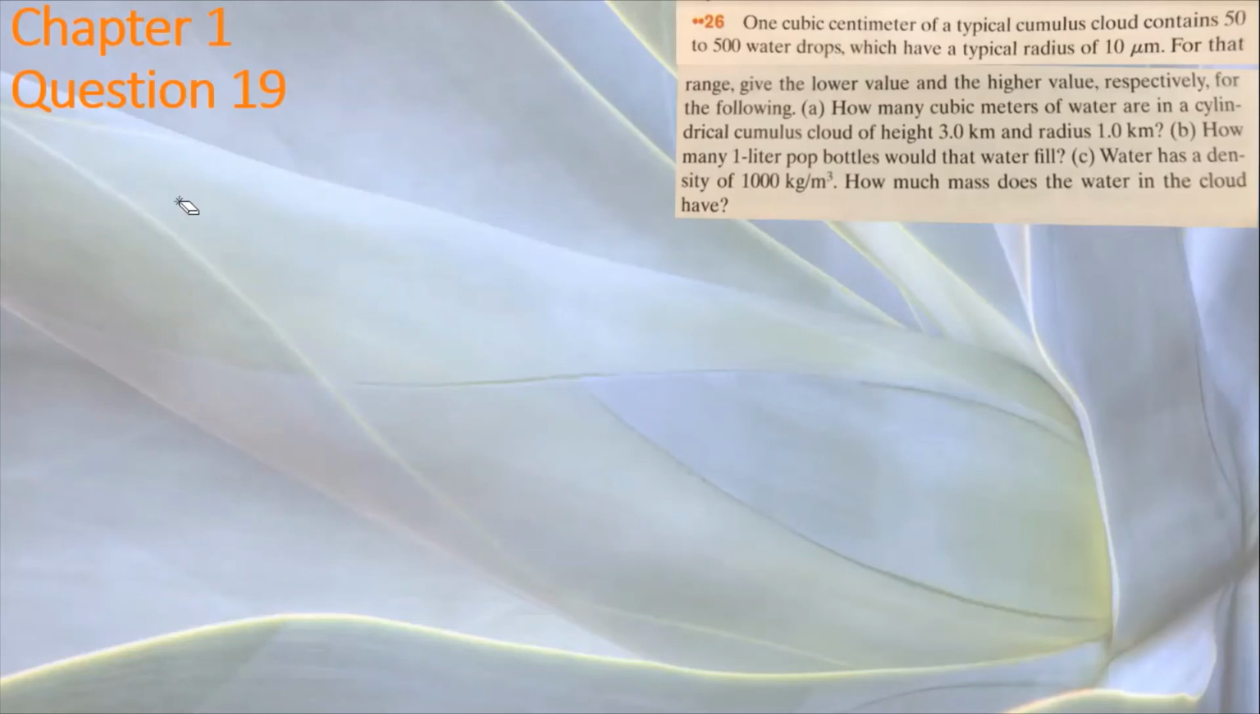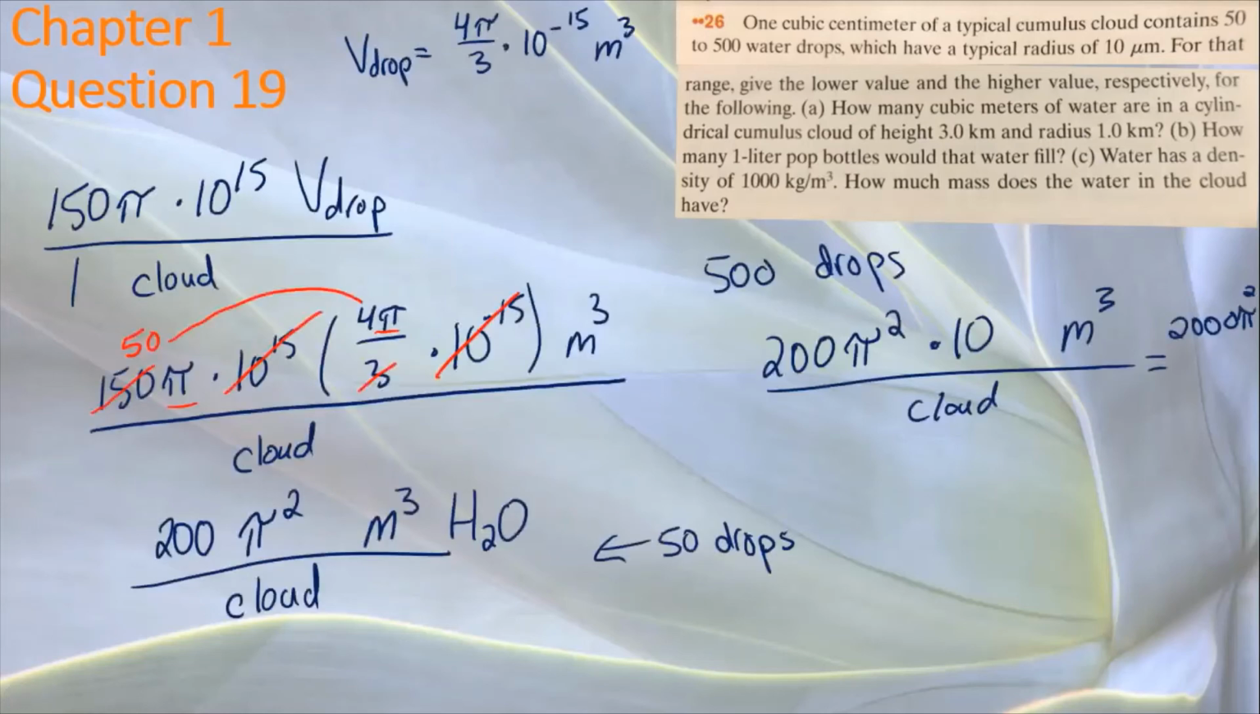So in order to figure out how many 1 liter pop bottles this water would fill, we have to convert meters cubed into liters. So the conversion between liters and meters is 0.001 meters cubed is equal to 1 liter. Since we just found out that there was between 200 pi squared and 2,000 pi squared meters cubed of water in one cloud, we can convert both of those into liters.